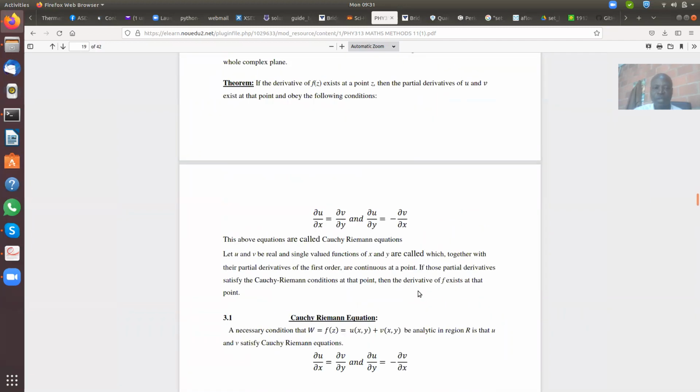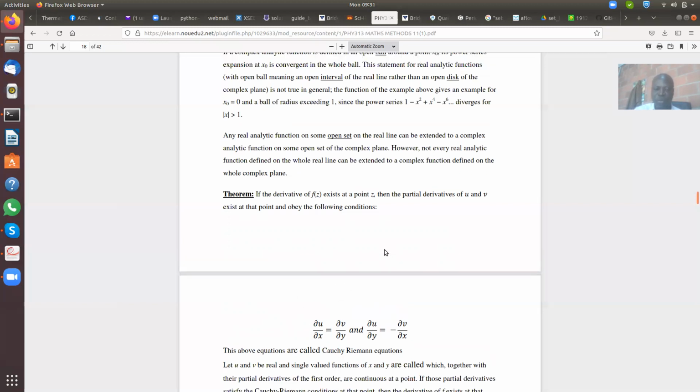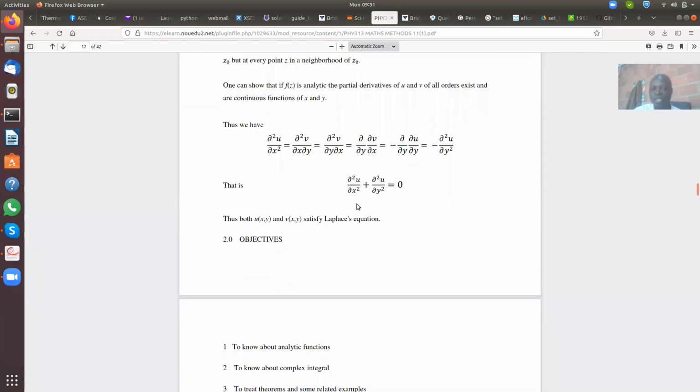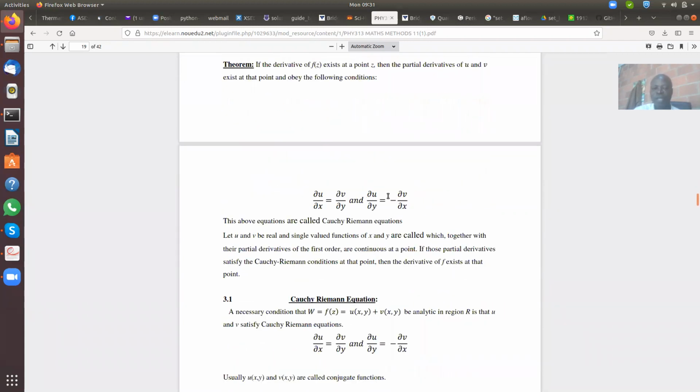Let's look at the law that says if the derivative of f of z exists at a point z, then the partial derivatives of u and v exist at that point and obey the following condition. Another condition is this. We have just looked at one, which we call the Laplace equation, where we take the partial derivative twice. So now let's say we just take it once. How does it look? The partial derivative of u with respect to x is equal to the partial derivative of v with respect to y, and the partial derivative of u with respect to y is equal to minus the partial derivative of v with respect to x. This equation is called the Cauchy-Riemann equation.